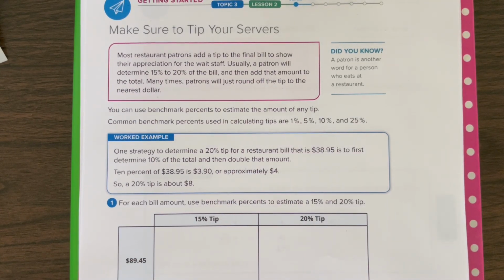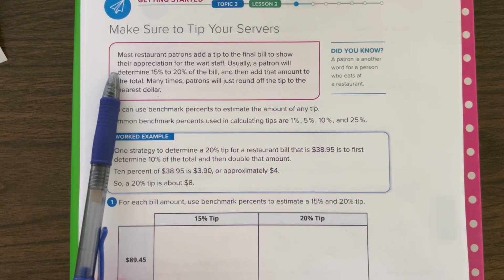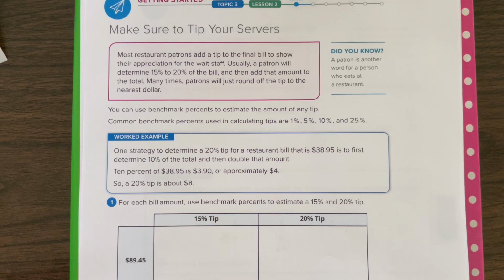We are on page 144 in our math books, and we're going to talk about tipping. Most restaurant patrons add a tip to the final bill to show their appreciation for the waitstaff. Usually a patron will determine 15 to 20% of the bill and then add the amount to the total. Many times patrons will just round off the tip to the nearest dollar.